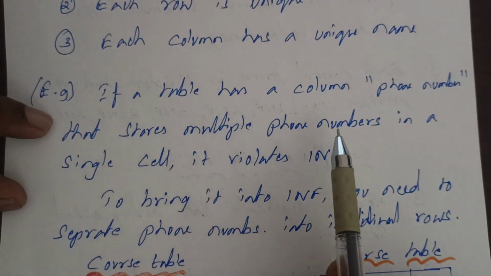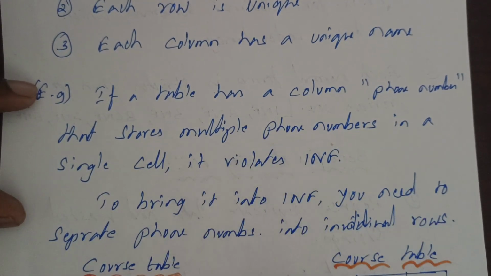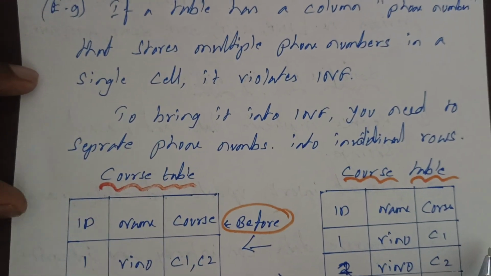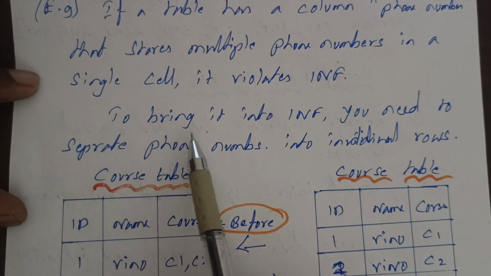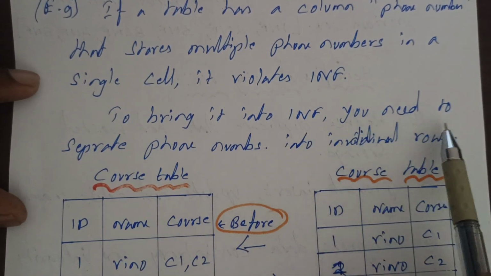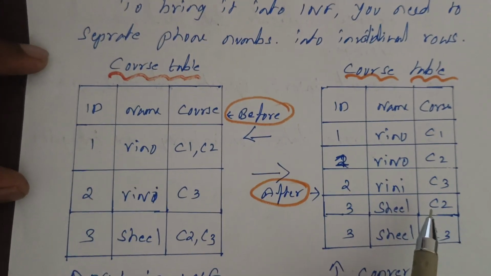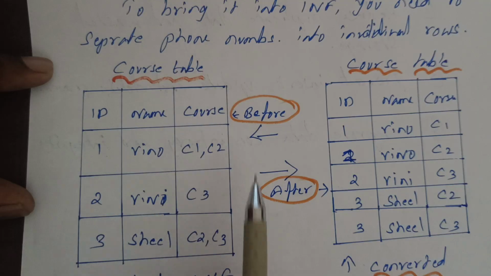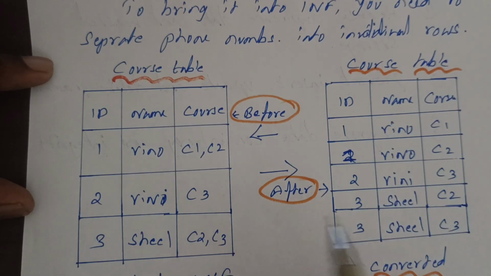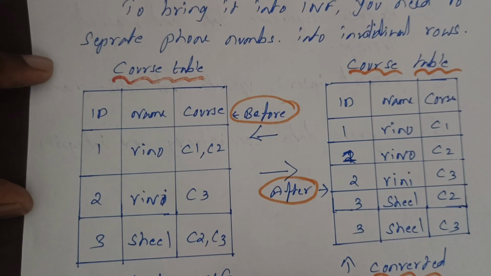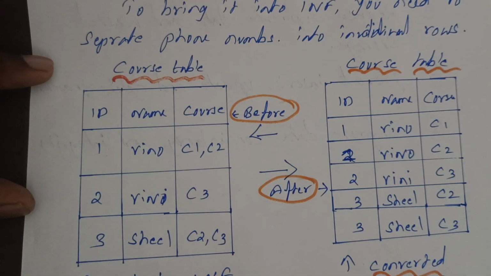So we have taken this as an example, and this actually violates 1NF. Let's check how it becomes 1NF. To bring it to 1NF, you need to separate phone numbers into individual rows. That is the point. Now you can see here, this is a course table, and this is course table 1 and 2. So I have taken a different example here, as the example I gave explained the phone number.